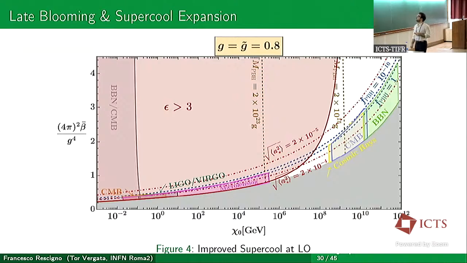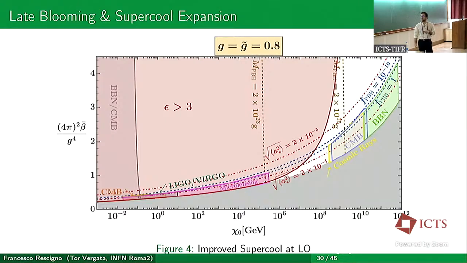You see also this gray region here, where the equation for the nucleation temperature has no solution, so it's not described by our approximation. And this red region here is the region where epsilon is larger than 3. Now, for epsilon larger than 3, the improved supercooled expansion still works.